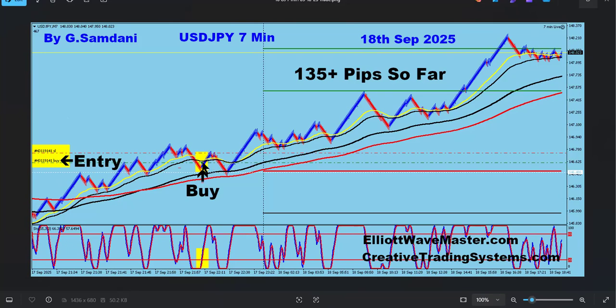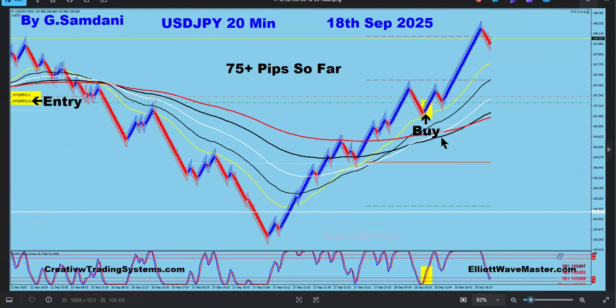It opened up the trade for me, and it went up all the way to 135 pips, right? And this is the USD/JPY 7-minute chart. But then right here was the 20-minute entry. This is the 20-minute dip here. And I took this one for another 75 pips. And that is this one. See, the first one was here and the second one was here.